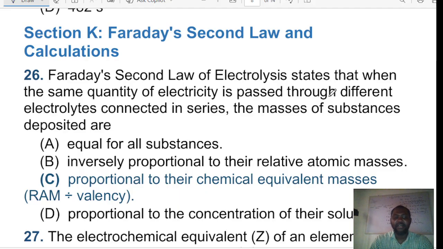But there is another way you can actually define that, and that is that the number of moles of substance deposited is inversely proportional to the number of electrons. That's the most basic way of saying it.